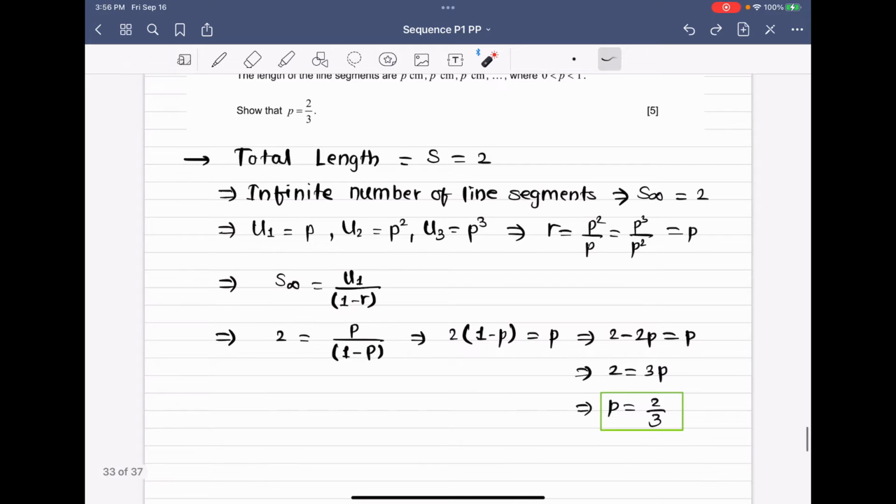So I'm using the sum to infinity formula, U1 over 1 minus R, S infinity is 2. U1 is P, ratio is also P, so P over 1 minus P. Please do not cancel this P and P. Take this to the other side, it becomes multiplication: 2 times 1 minus P is equal to P. Open this bracket, 2 times 1 is 2, 2 times P is 2P, so 2 minus 2P is equal to P. Keeping 2 over here, negative 2P on the other side, P plus 2P is 3P. I want to find P, keep P over here, divide by 3 both sides. So P is equal to 2 by 3. That is what we want to show.